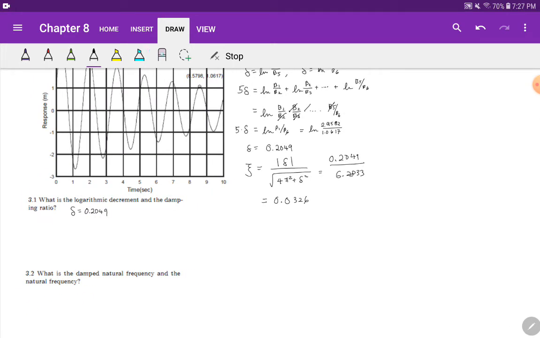So here it is. I'm going to go to delta. The zeta equals 0.0326. So neither one of them has a unit. Okay, so this is a damping ratio, zeta equals this. And the logarithmic decrement delta is 0.2049. Okay, it looks like it. It looks to be lightly damped.